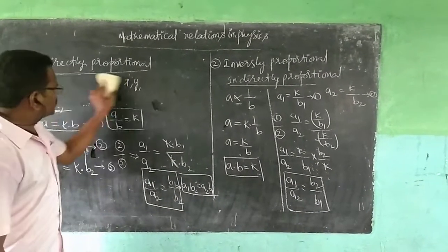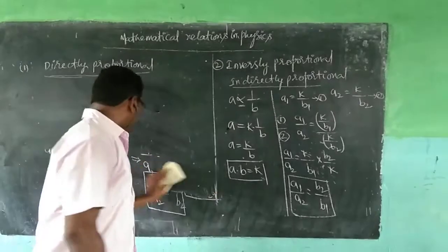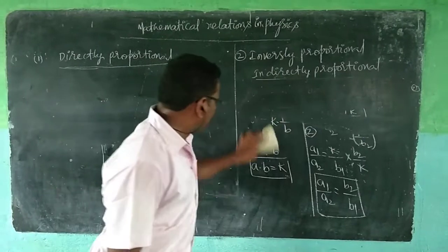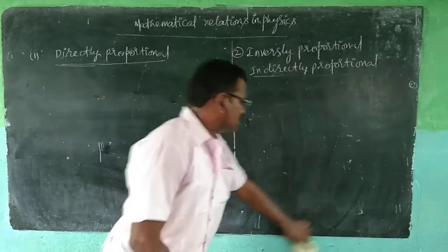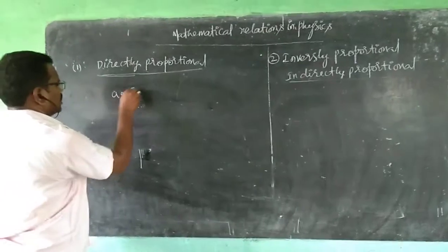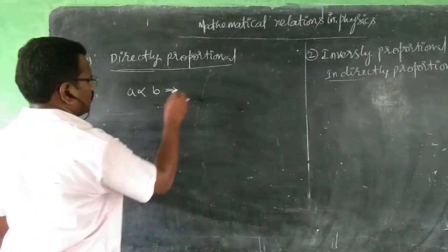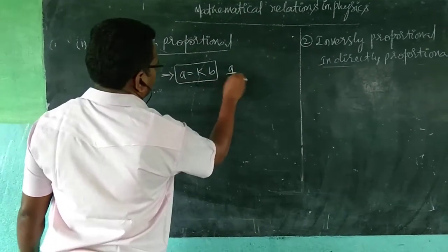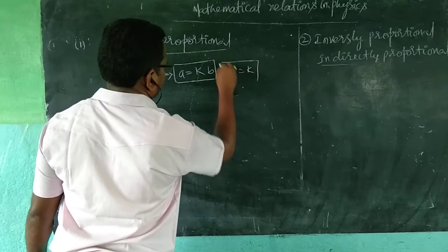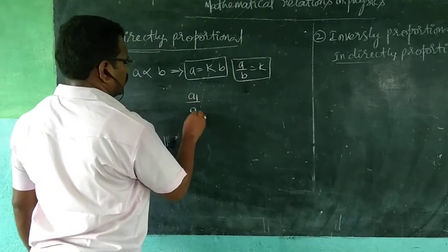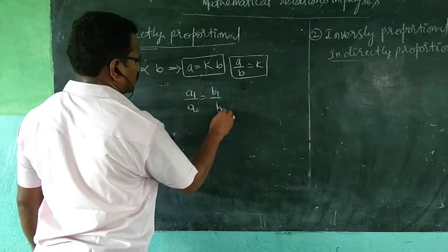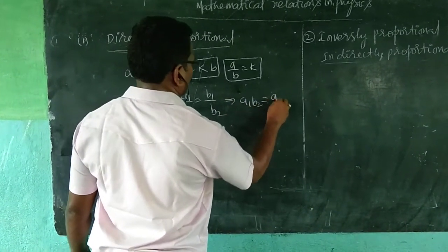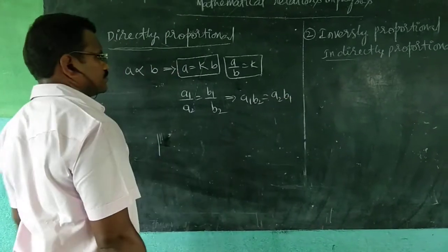That means in the case of directly proportional as well as inversely proportional, we can finalize like this. If A is directly proportional to B, that implies A is equal to KB, or A by B is equal to K, or A1 by A2 is equal to B1 by B2. That implies A1 B2 is equal to A2 B1.